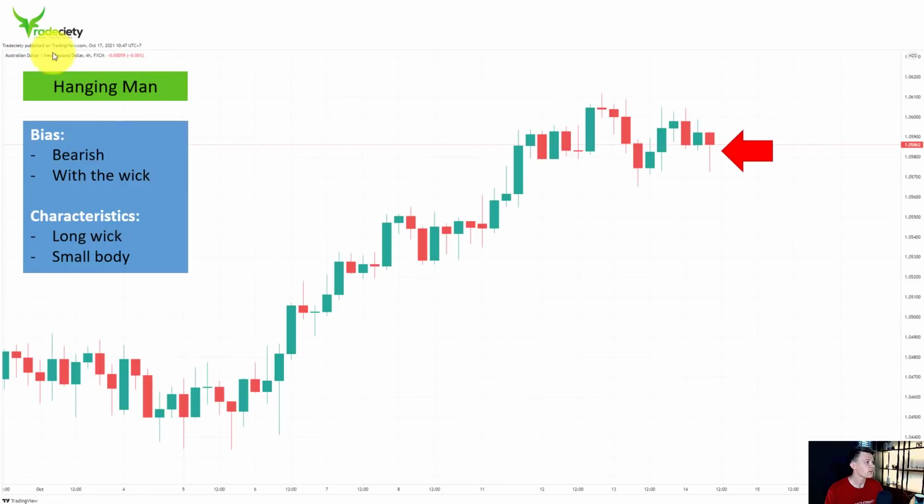The next setup I want to look at is the hanging man, and the hanging man is pretty much the opposite of a Pinbar. You can see the characteristics of a hanging man are also just like a Pinbar: a small body and a relatively long wick or shadow. However, in this context, the wick is pointing in the opposite direction. However, the bias idea is still the same. We are looking here into a bearish move and we want to trade into the direction of the wick.